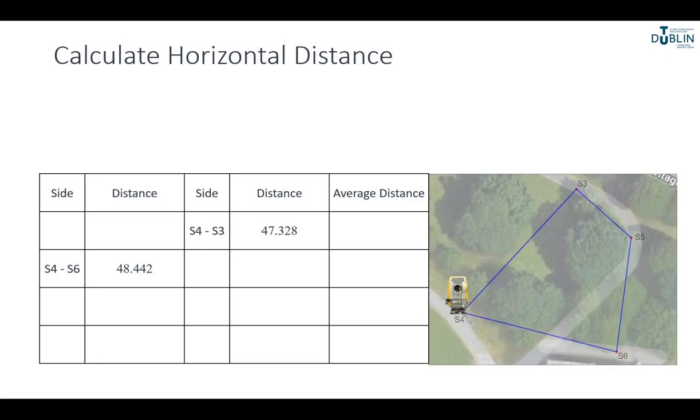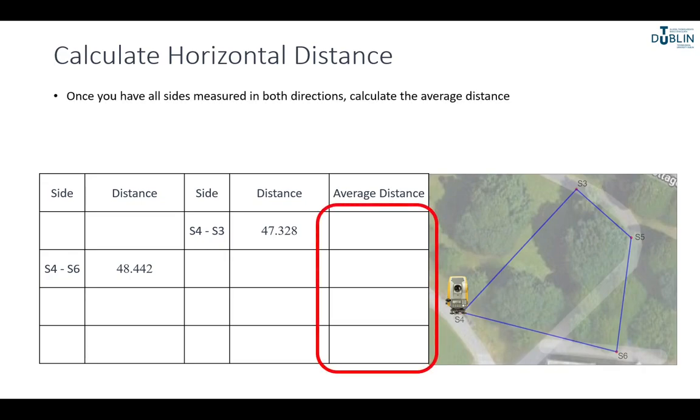Now once we have all the sides measured in both directions, we're going to calculate the average distance for each side. Again, this is getting the two distances recorded for each side and just dividing them by 2 and filling them into the section of the booking sheet as shown here.